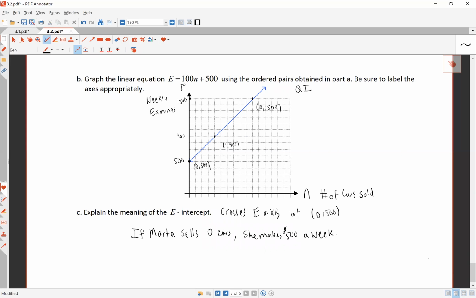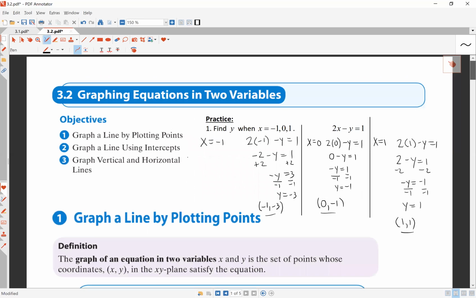This concludes the video for section 3.2, graphing equations in two variables, objective 3, graph vertical and horizontal lines.